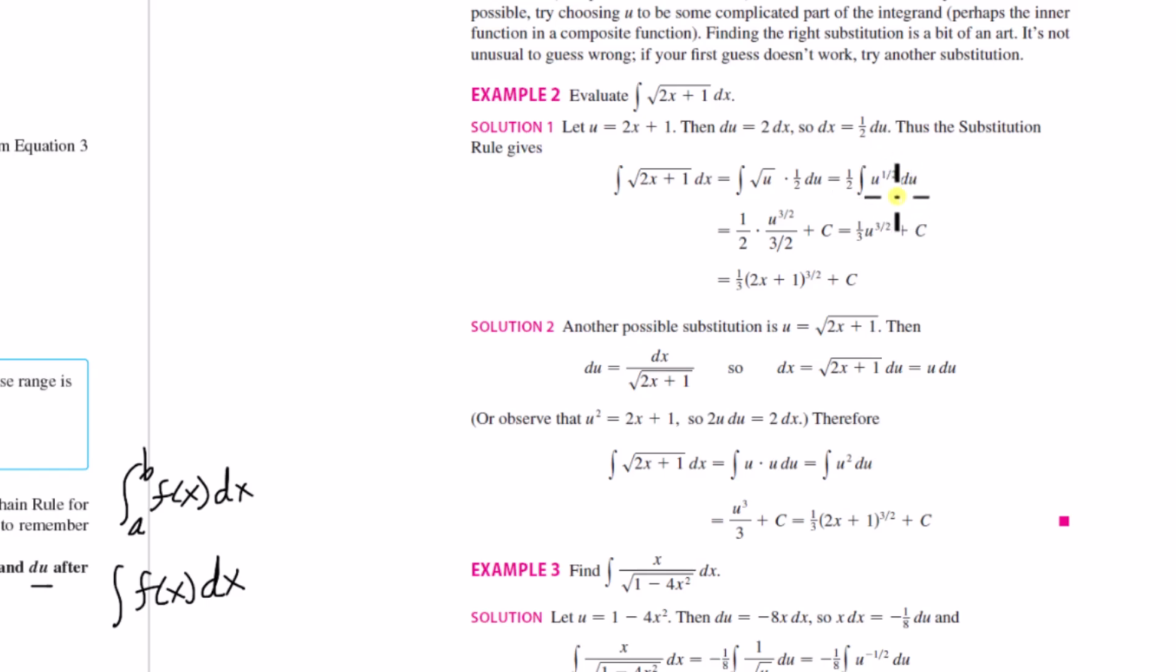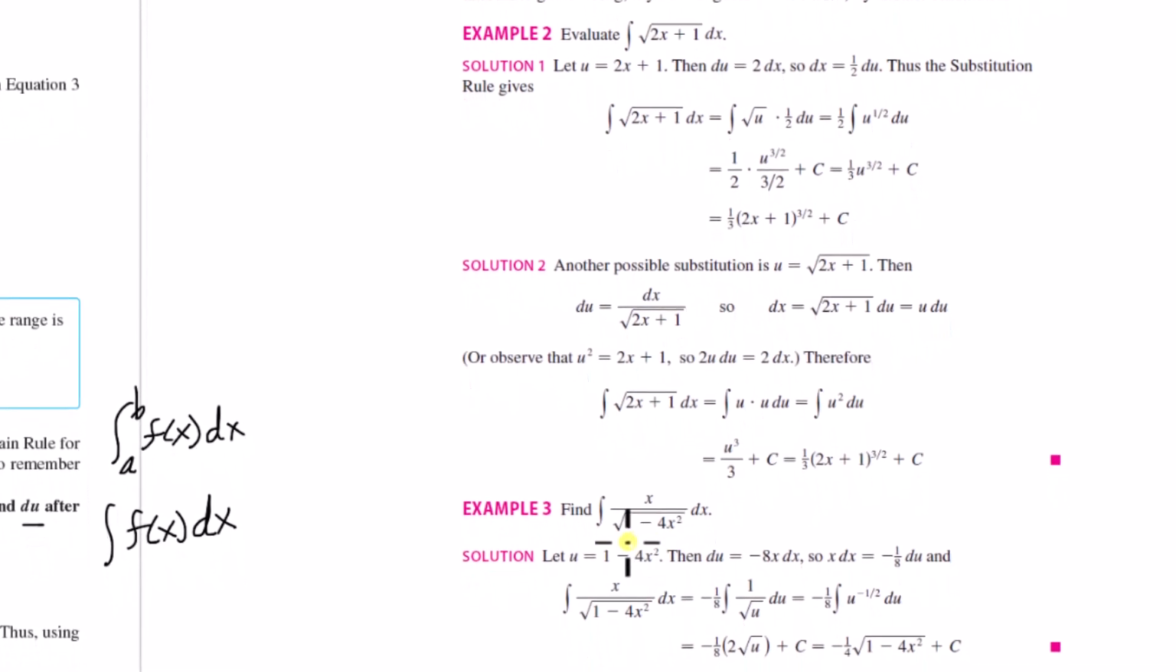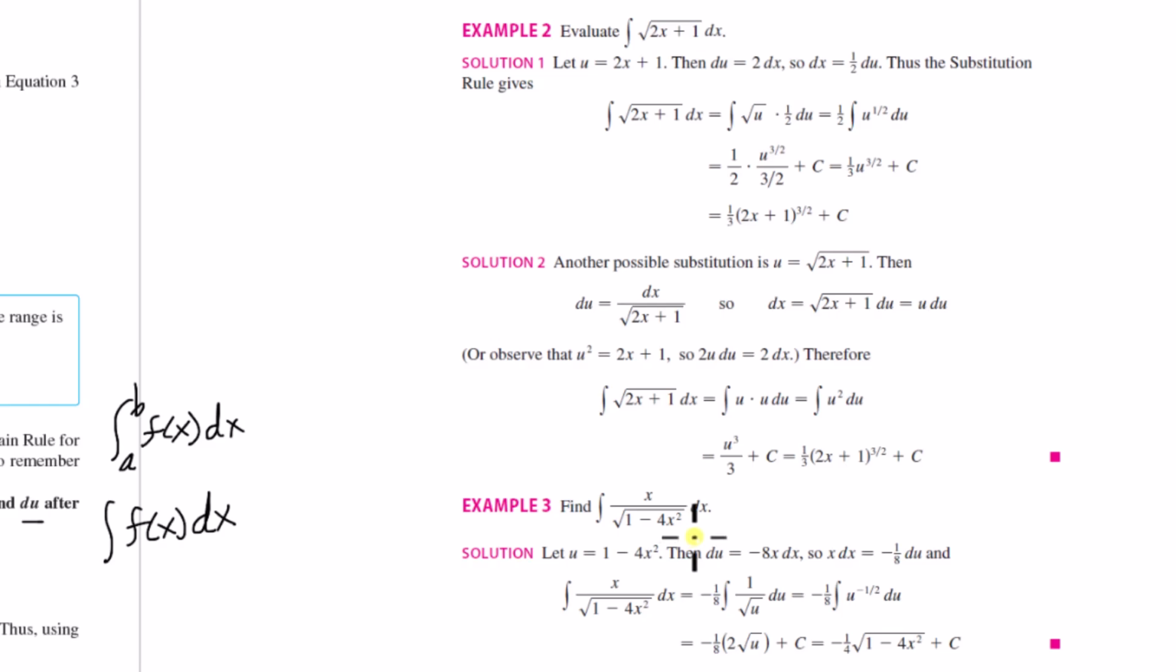We can integrate u to the 1/2 power, the square root of u. No problem. Okay, here, if we substitute u equals 1 minus 4x squared, that derivative is some form of an x dx. The du of 1 minus 4x squared is minus 8x dx. So solving for dx, the dx is minus 1/8 du, which works.